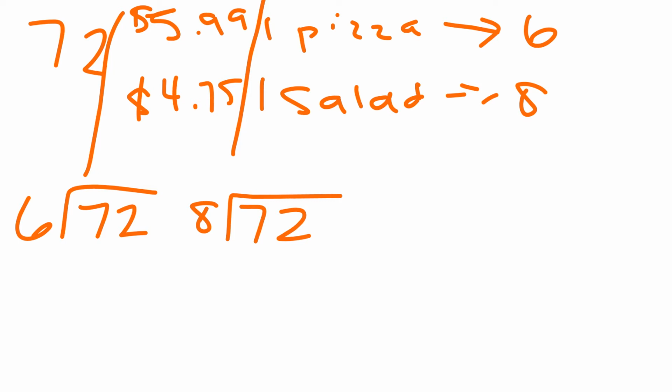I broke it down to what you need to do as far as the division problem. So you want to take 72 and divide that by 6, and take 72 and divide that by 8. Round up to the nearest whole number for your answer. And then you're going to multiply those answers by 5.99 for the ones that you get for 6, and 4.75 for the answer that you get for 8, or for the salad. Add those up, and that will be your final answer.